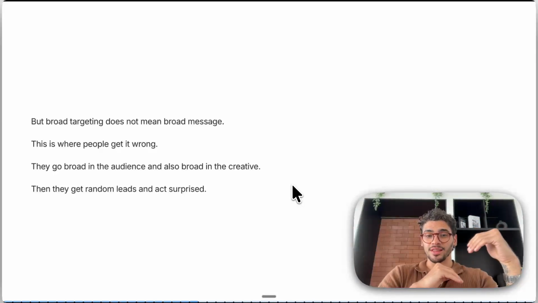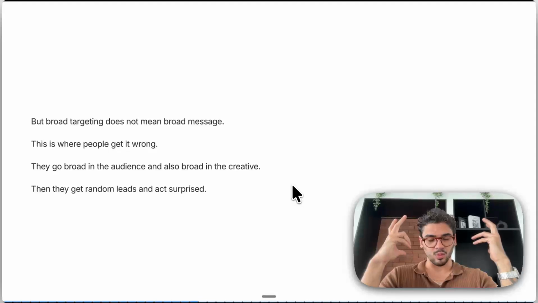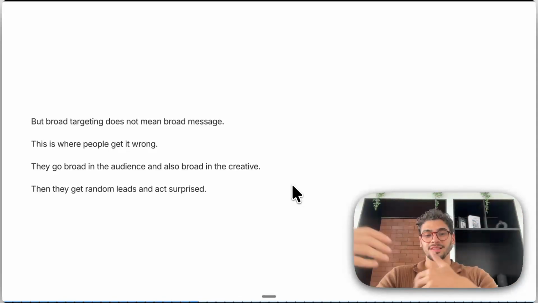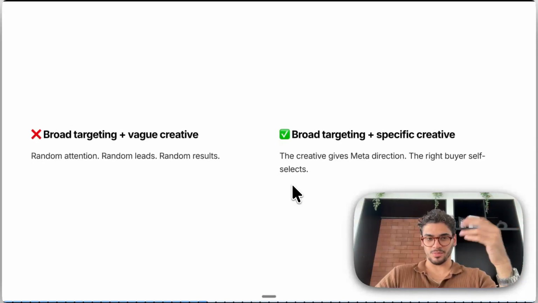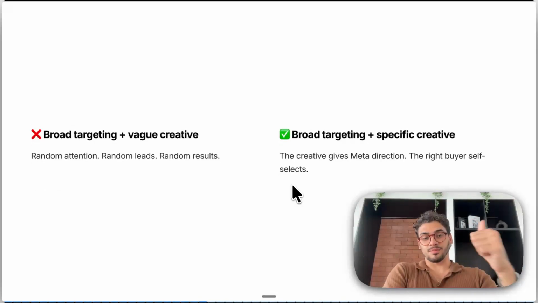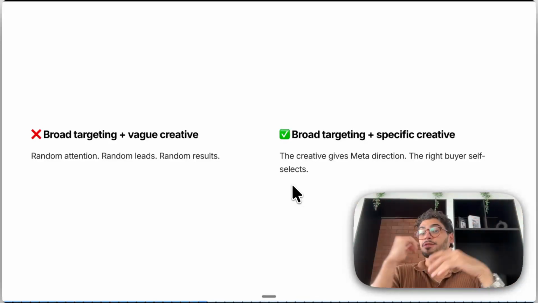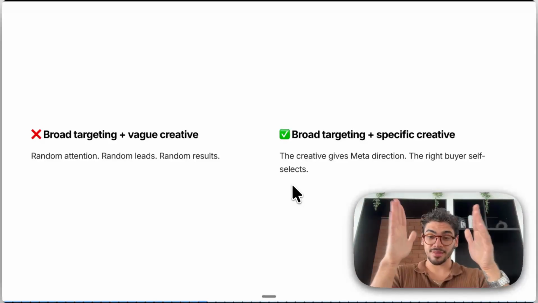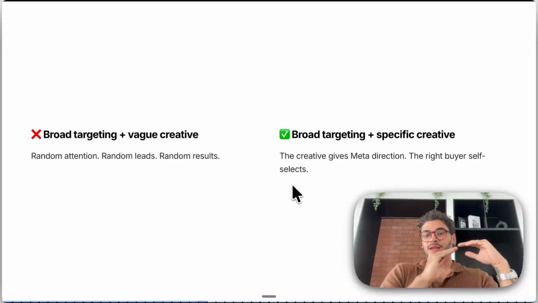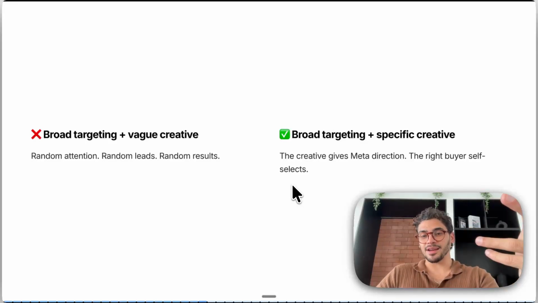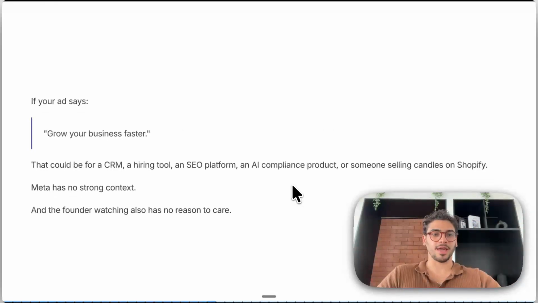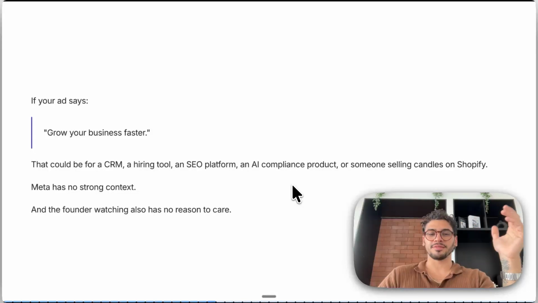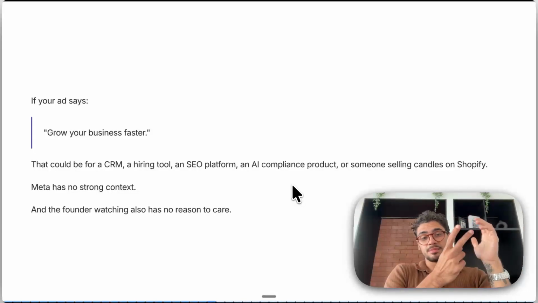They go broad in the audience and also broad in the creative, and that's where they are getting it completely wrong. They get random leads and act surprised because they are doing broad messaging as well, right? So again, broad targeting plus a vague creative will give you random attention, random leads, random results. But if you have a very specific creative for your audience, you let the right buyer self-select themselves, okay?